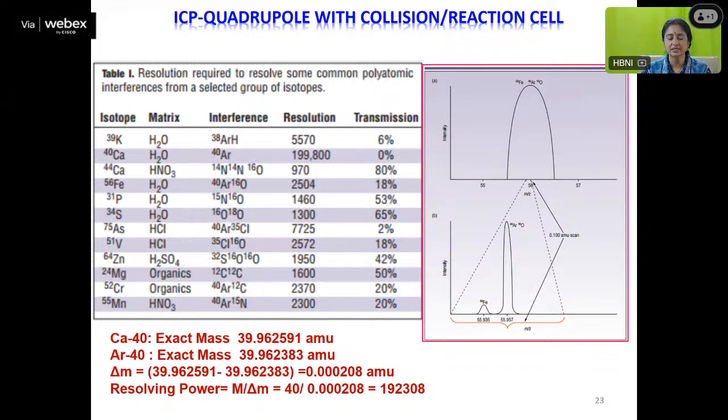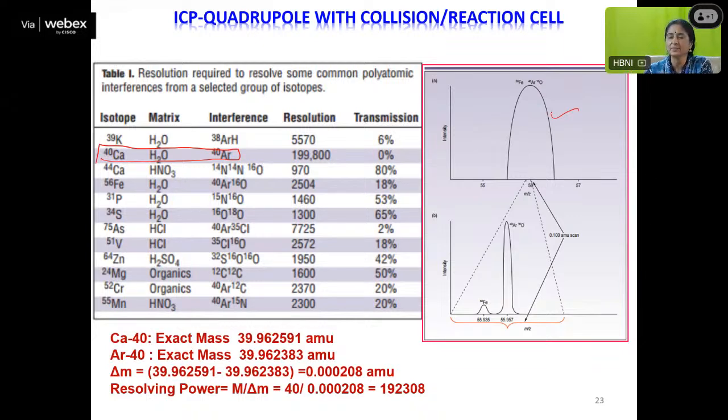So now, just to stress what I mean, here I have given a table. You can see the isotope, the matrix in which it is being analyzed, and the interference causing element. For a typical case, take calcium. The mass of calcium is 40, and the mass of argon is also 40. In a normal quadrupole mass spectrometer, both are elements, so a collision cell or reaction cell also will not work with a resolution of 1 AMU.